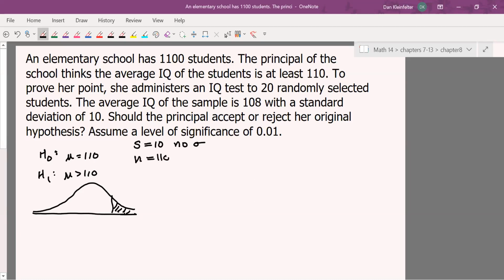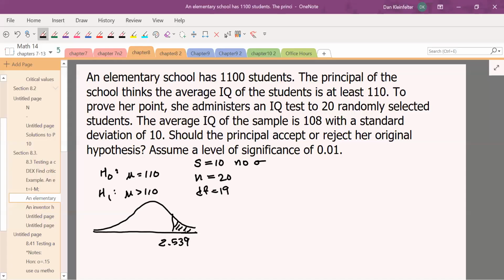The n is 1,100 students. And so that's the population of the school. I need to be careful. She administers an IQ test to 20 people. Okay, so our degrees of freedom is actually going to be 19. All right, so then we'll have to go to our t table and figure out our critical value for that. So let's do that. All right, so the critical value works out to be 2.539.